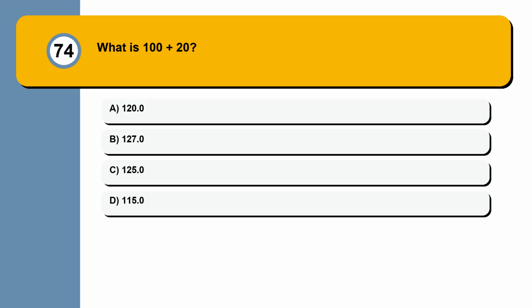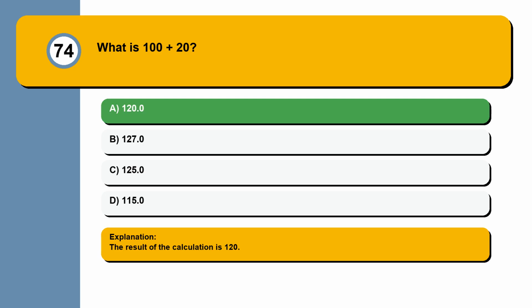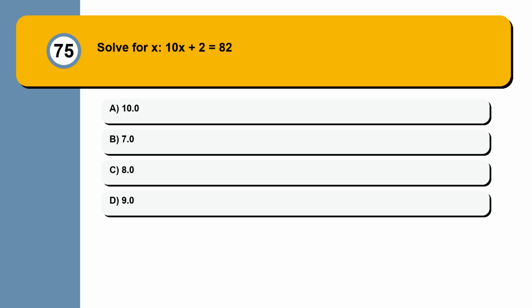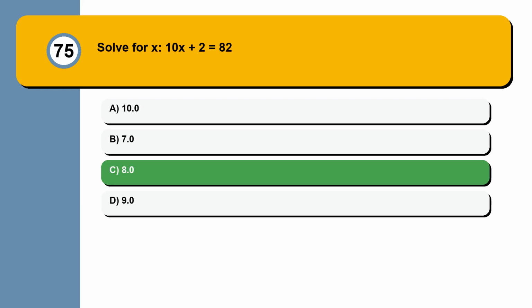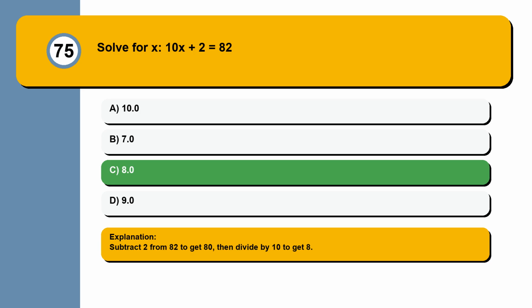Question 74. What is 100 plus 20? 120.0, 127.0, 125.0, 115.0. The result of the calculation is 120. Question 75. Solve for x. 10x plus 2 equals 82. 10.0, 7.0, 8.0, 9.0. Subtract 2 from 82 to get 80, then divide by 10 to get 8.